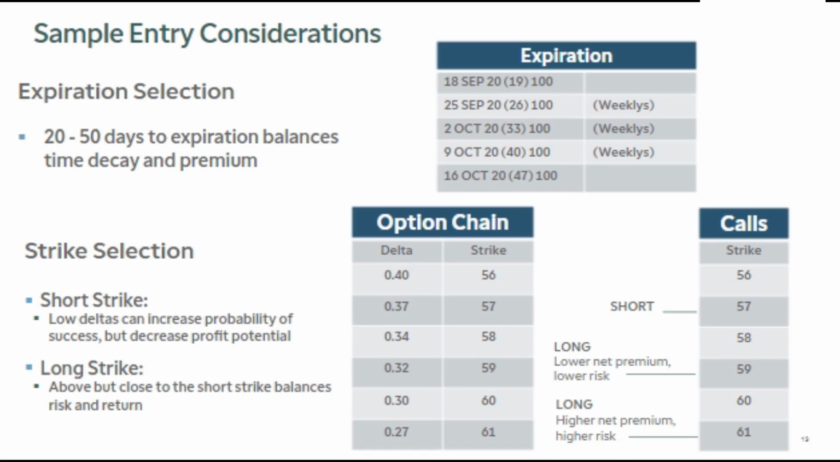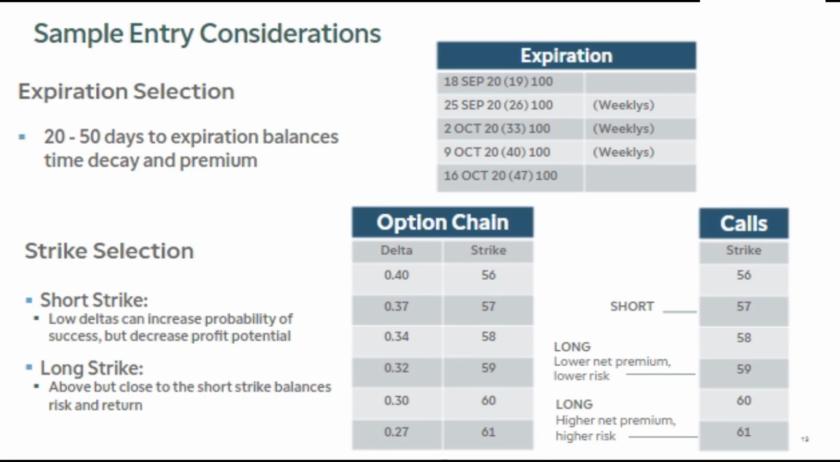Buying the 59 is going to be more expensive than buying the 61. Obviously, the further out of the money you go, premium goes lower. So we sell the 57. Let's say we get $1 for that. How much does it cost to buy the 59? Well, it might be 75 cents. So we're really only capturing 25 cents there. But if we buy the 61, that might only cost us 50 cents. So then we receive a total of 50-cent profit.